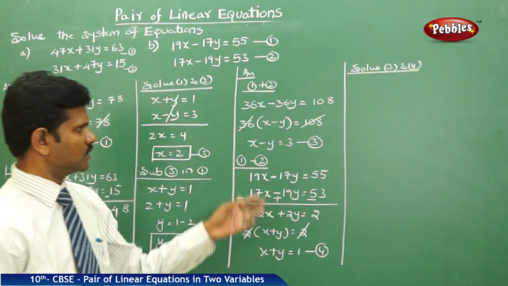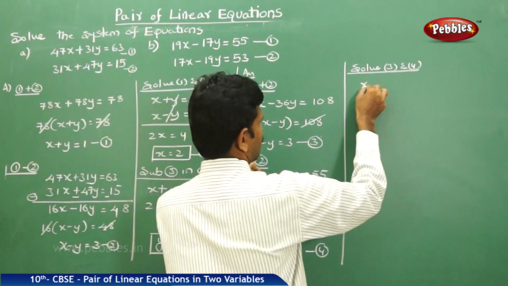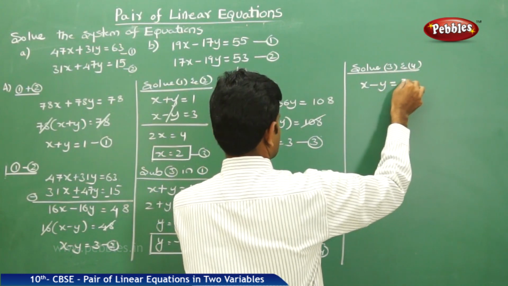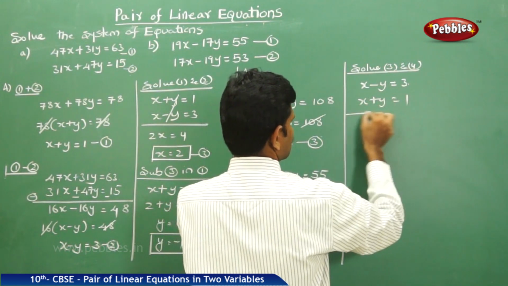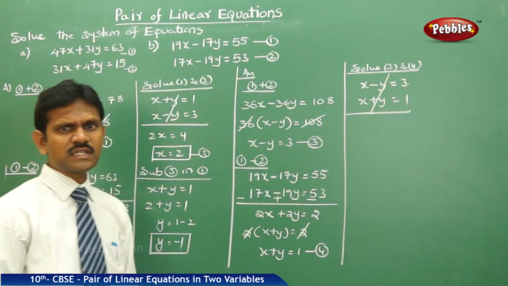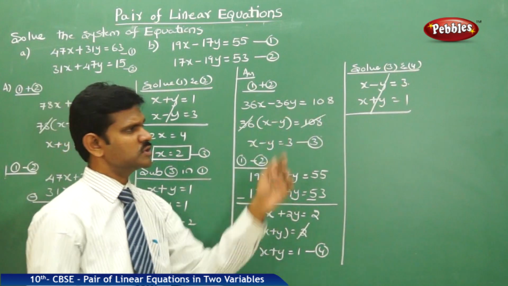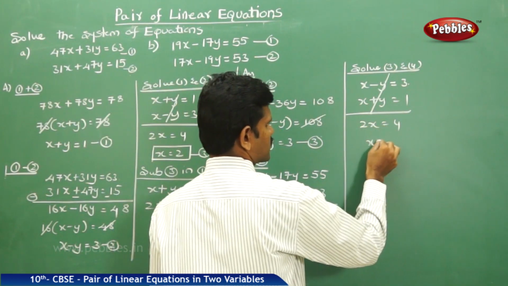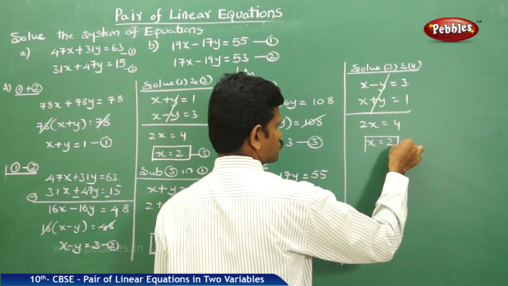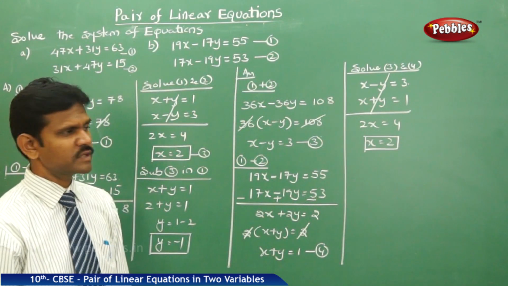What is equation 3? x minus y is equal to 3. x plus y is equal to 1. Plus y and minus y get cancelled because of the opposite sign. 2x is equal to 4. x is equal to 2. Now I am ready with the value of x.